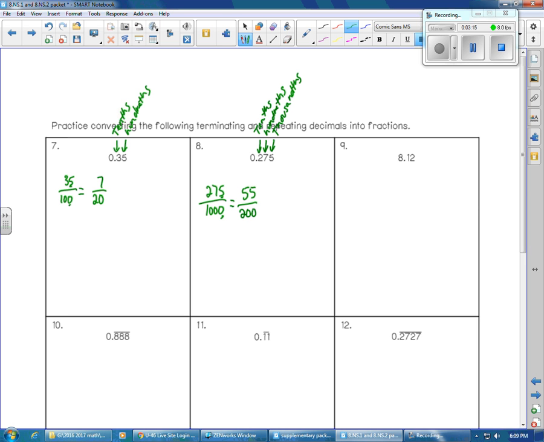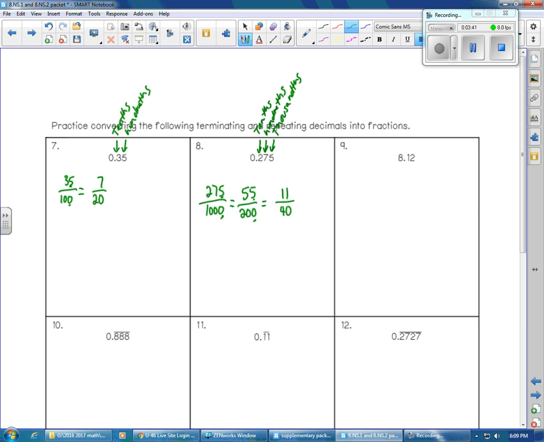And if you're looking at it, you're going, hey, we've got a 5 here, we've got a 0 here, so I know I can divide by 5 again, and you're right. 55 divided by 5 is 11, and 200 divided by 5 is 40. So 11/40ths would be the most simplified version of that particular fraction, or decimal, excuse me.